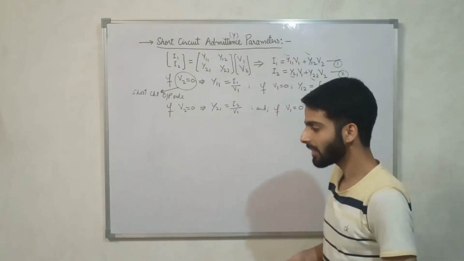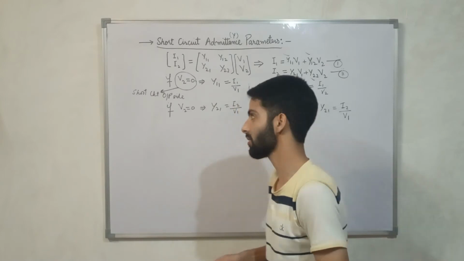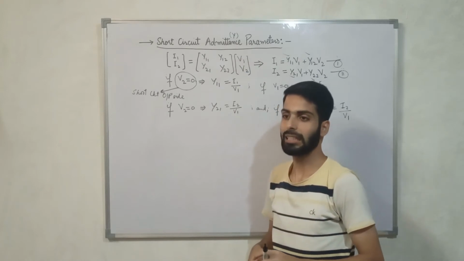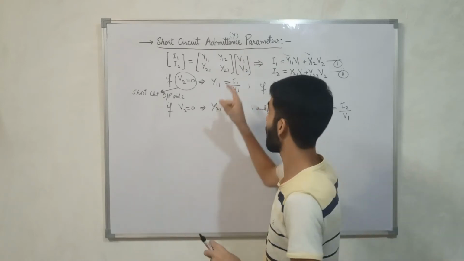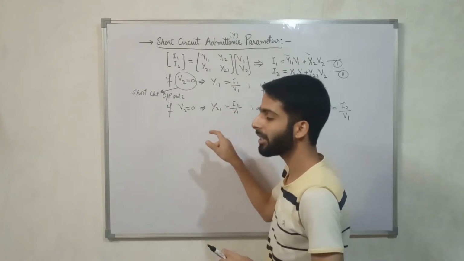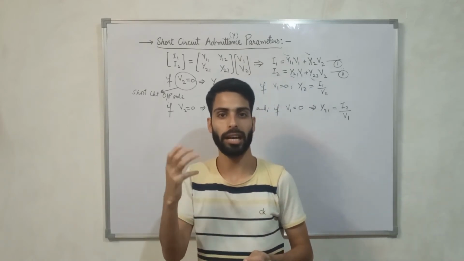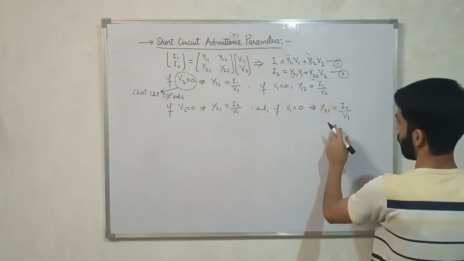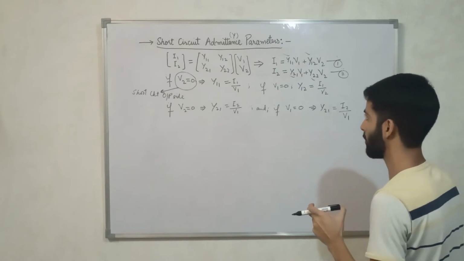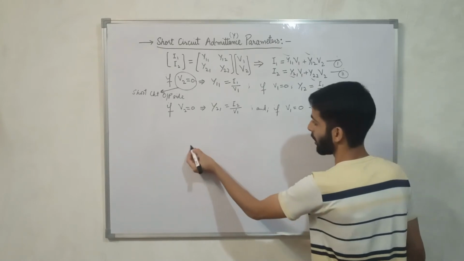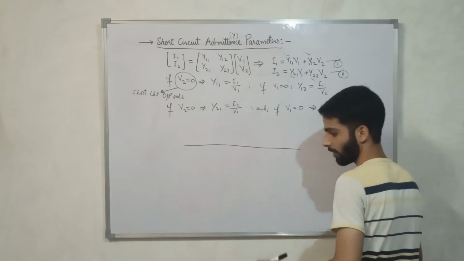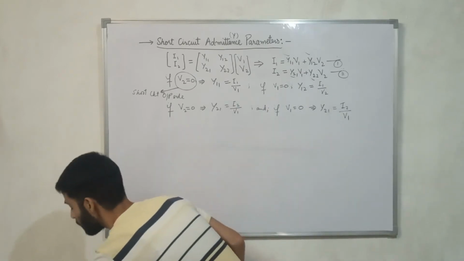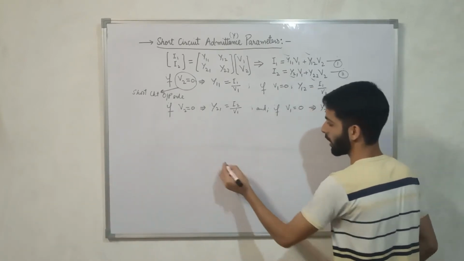A main thing to be noted here is that in the previous video we discussed that the impedance parameters are always in series with some voltage source, but in admittance parameters the admittances will be in parallel with the current sources. So we make a diagram for the diagrammatic representation of this. Let it be like this.